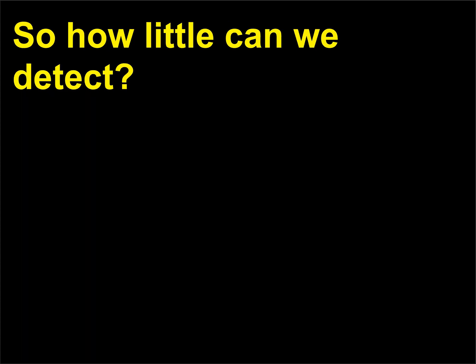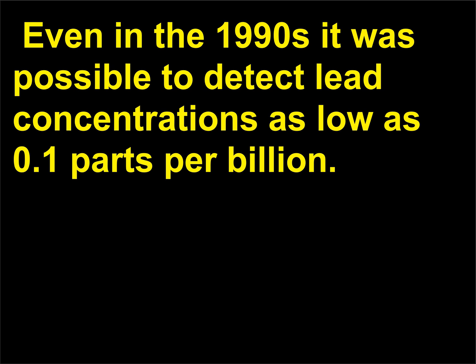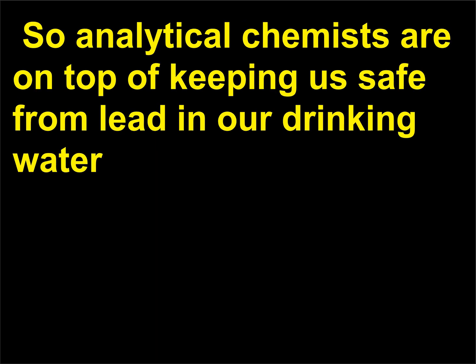So how little can we detect? Thankfully, way less than that. Even in the 1990s it was possible to detect lead concentrations as low as 0.1 parts per billion. So analytical chemists are on top of keeping us safe from lead in our drinking water, as long as someone is checking on it regularly.